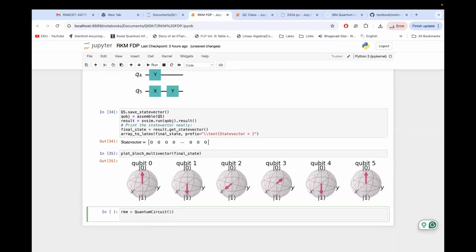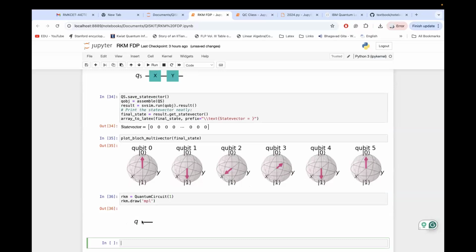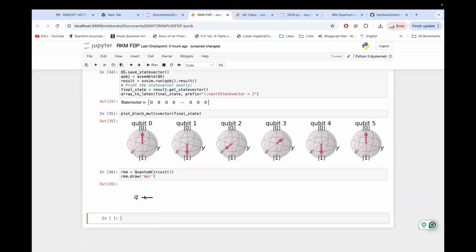Now I'm just going to draw the circuit, nothing more than that. For that, our circuit name is RKM dot draw. So RKM dot draw means it is going to draw that circuit. And after that, you have to press Shift Enter. If you press it, this is the simplest circuit, without any gate. We don't have any gate here. You have just created a circuit in the name RKM with only one qubit, and that is Q. That system is initialized in the Q, and then we are just drawing that circuit.